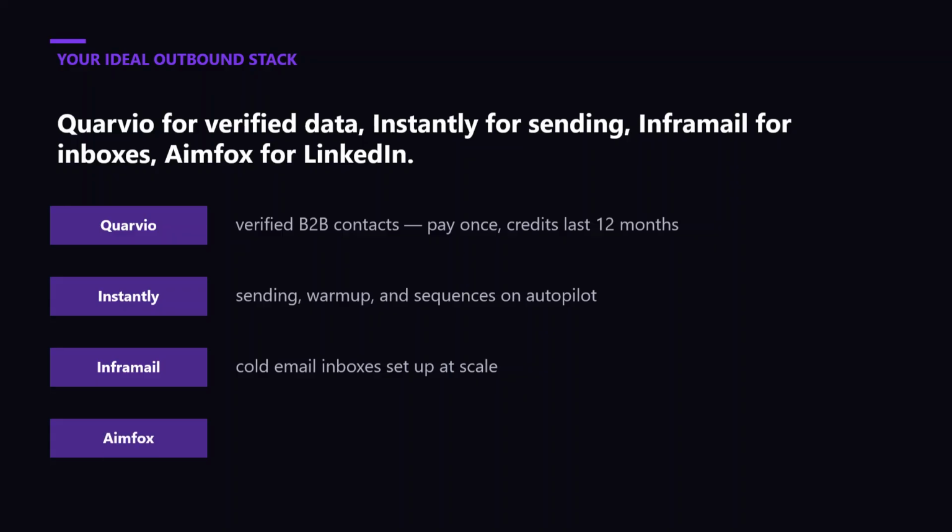In the stack we run, the jobs stay separated. Qorvio supplies the contacts, verified before delivery and priced as data instead of a per-seat subscription. Instantly does the sending and warm-up. Informail keeps the inboxes and authentication clean underneath. AimFox runs LinkedIn in parallel of the email domain entirely. Read the credit type before you read the word unlimited.